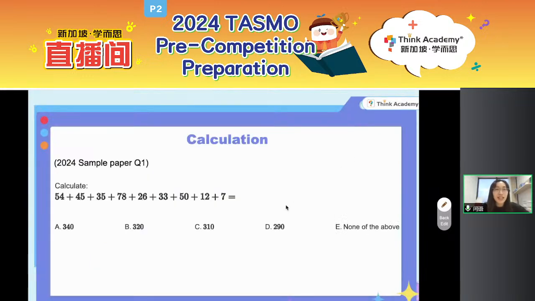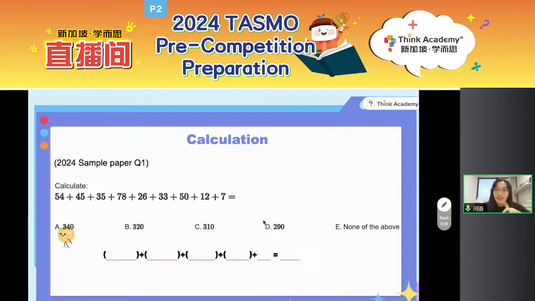Another calculation part for you, okay? This time maybe I give you 20 seconds, okay? Try it. What is 54 plus 45 plus 35 plus 78 plus 26 plus 33 plus 50 plus 12 plus 7? What is it? Okay, 20 seconds for you. Okay, good. So here you can see that the answer is 340. Okay, good. So again, what is the tip and the trick here?